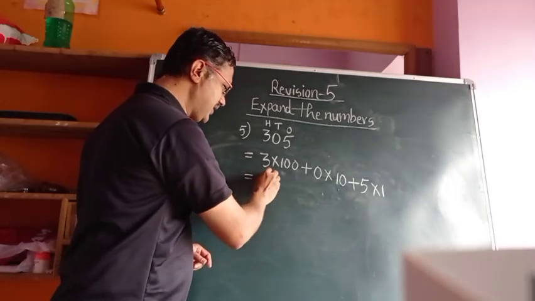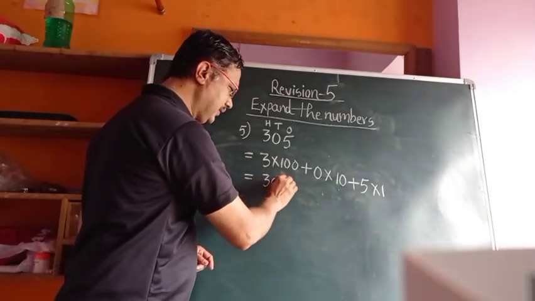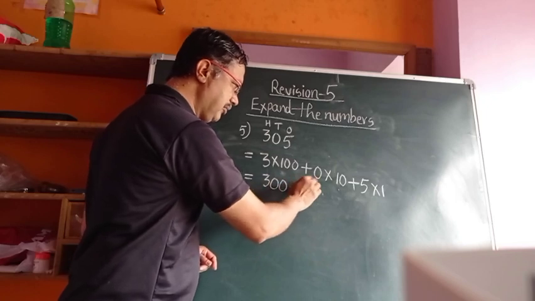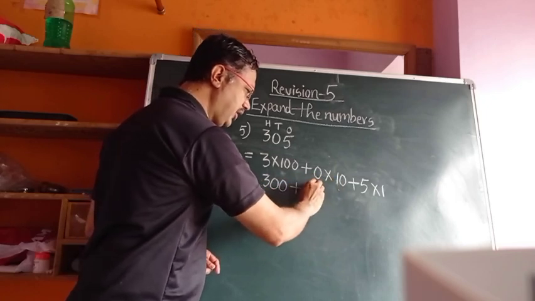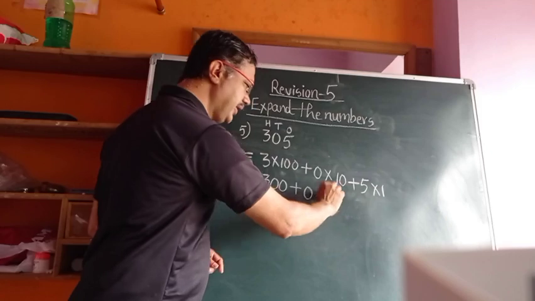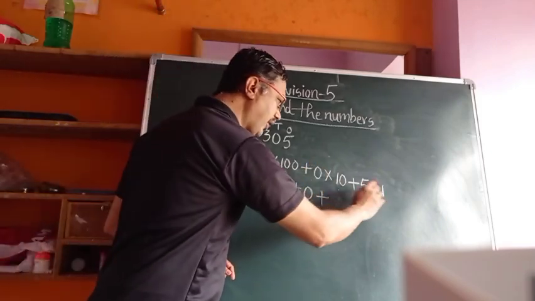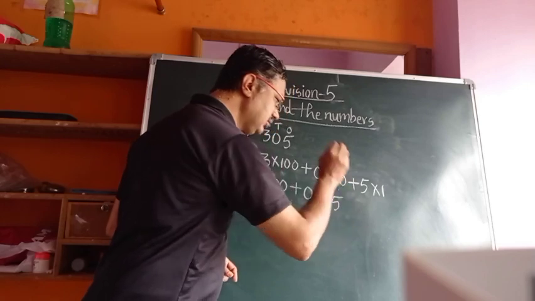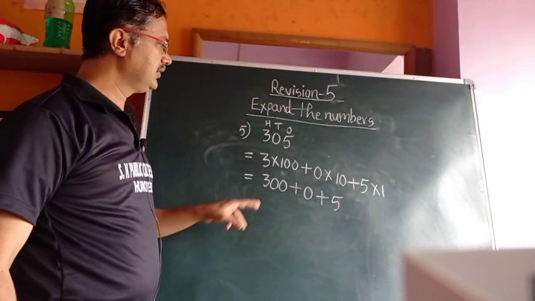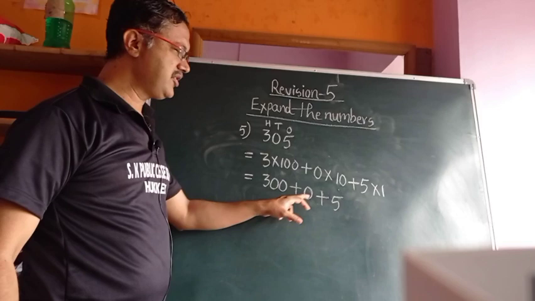Now simplify this: 300, 0 into 10, 0, now 5 into 1, 5. 300 plus 0 plus 5.